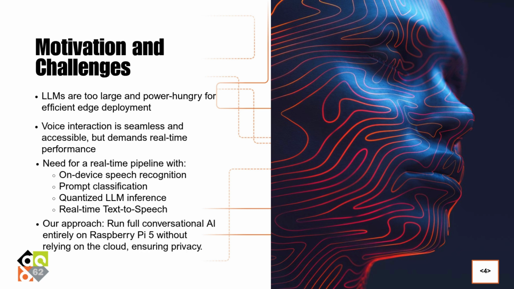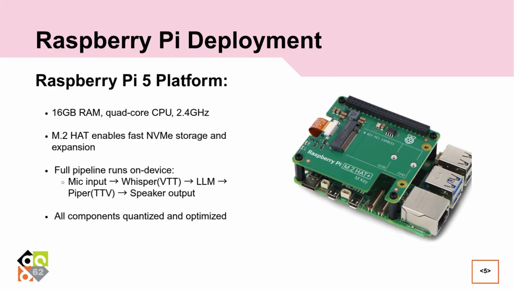The motivation behind PiCASo is to enable seamless, private, and real-time voice interaction with AI, particularly for educational and assistive applications using social robots. But LLMs are typically too large and power-intensive for direct deployment on edge devices. Our approach was to build a full conversational pipeline, including speech-to-text, model inference, and text-to-speech that runs entirely on a Raspberry Pi 5. This means no GPU, no internet, and no cloud. So everything is local and private.